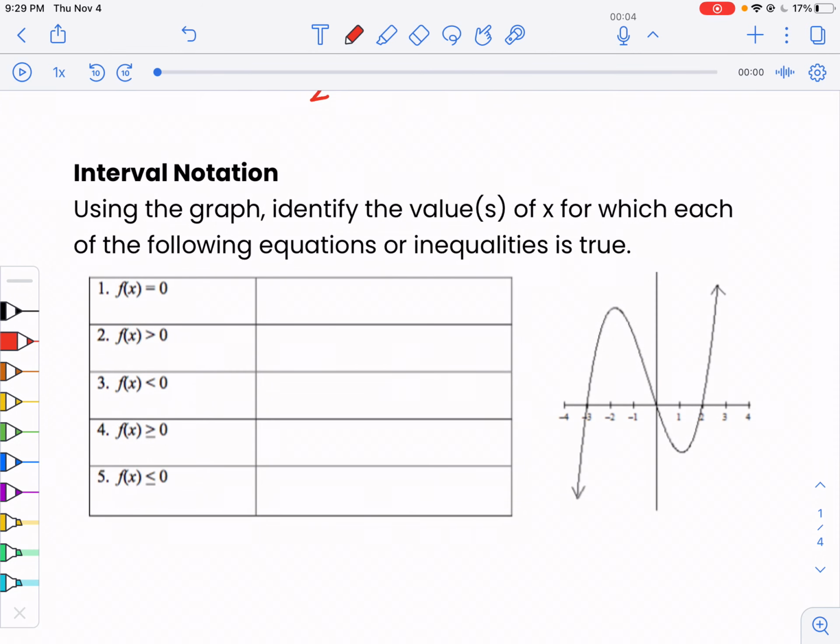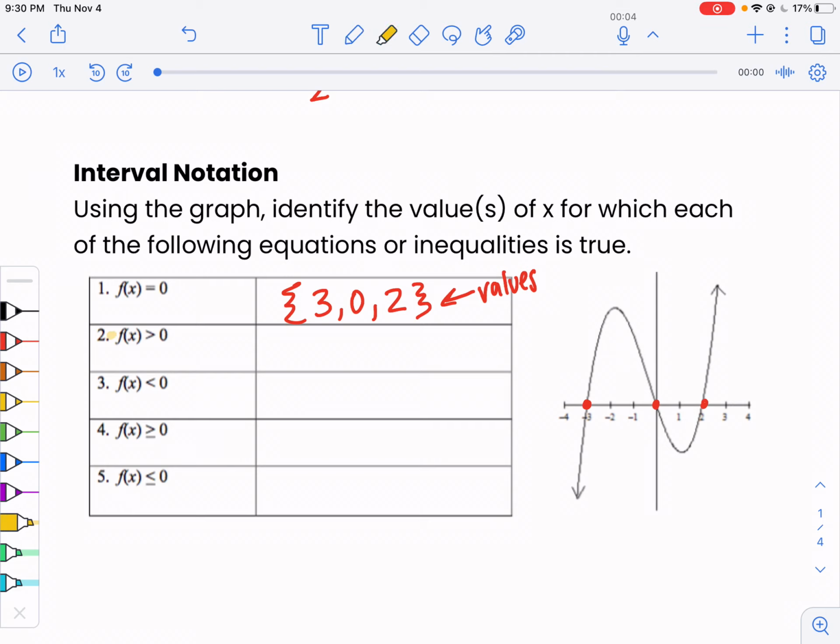Using the same graph, identify the values of x for which each of the following equations or inequalities is true. We just talked about the equal to ones: -3, 0, and 2. I'm going to write them like this, in squiggly brackets, which just mean individual values, so we're not talking about an interval there.